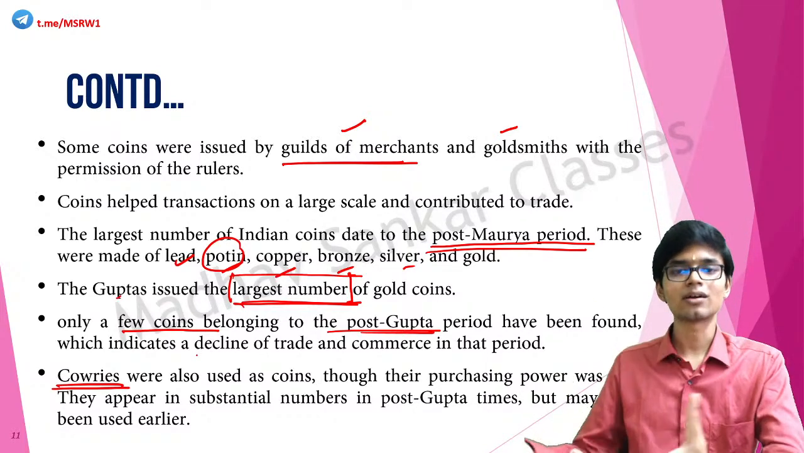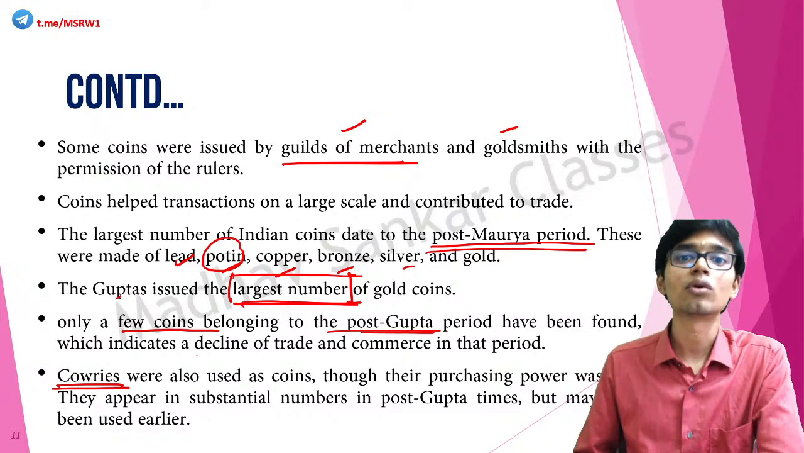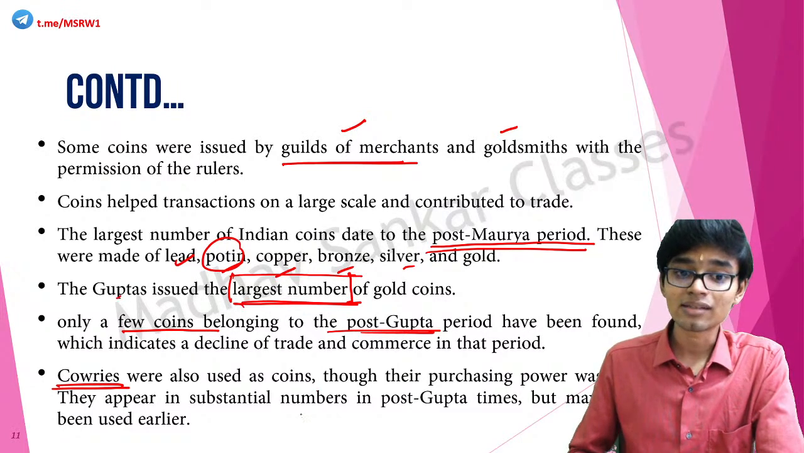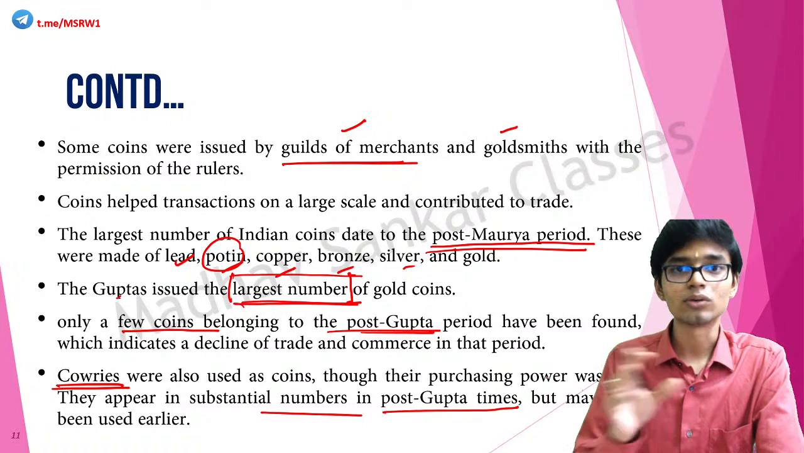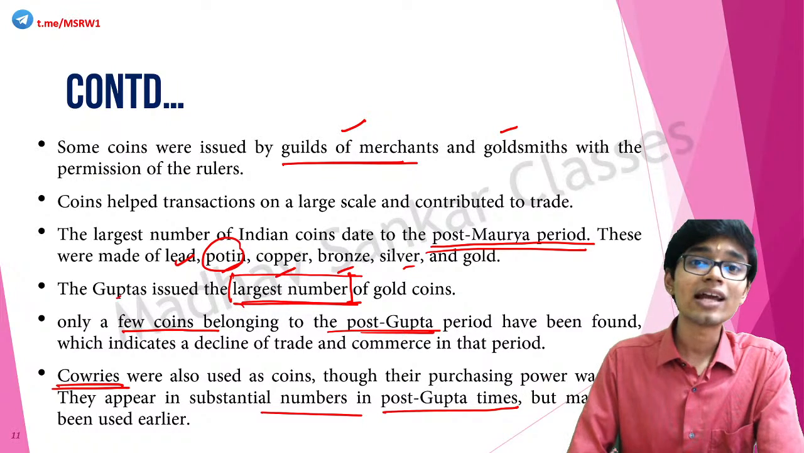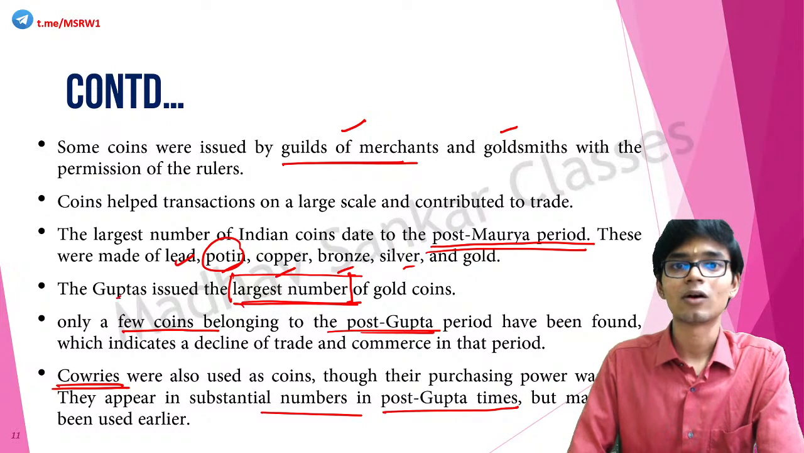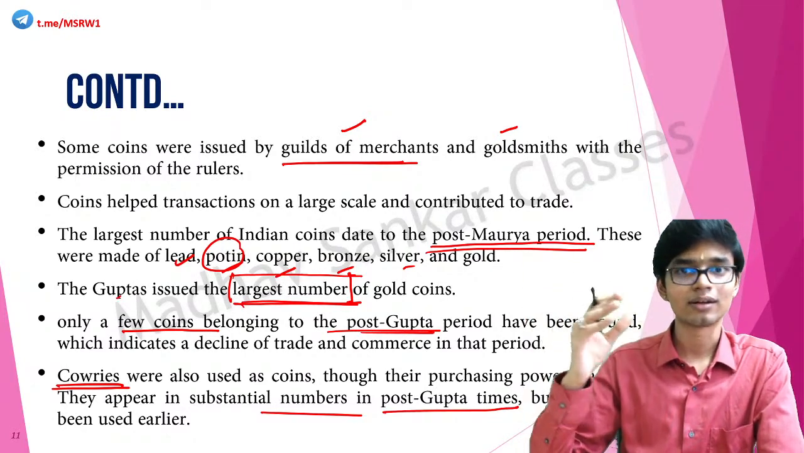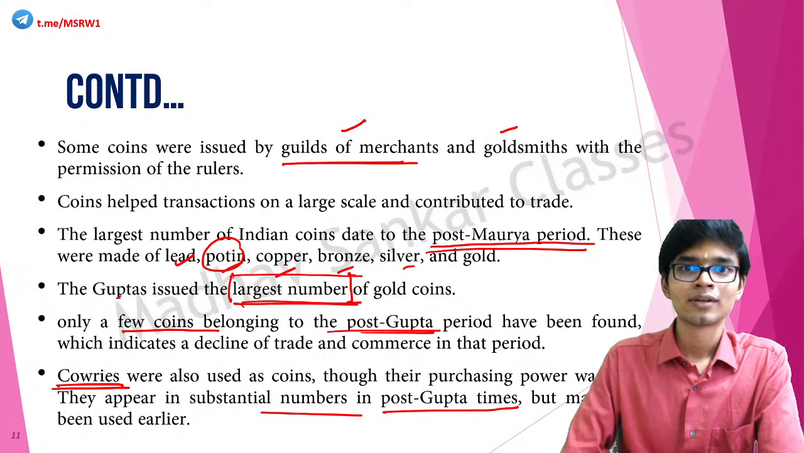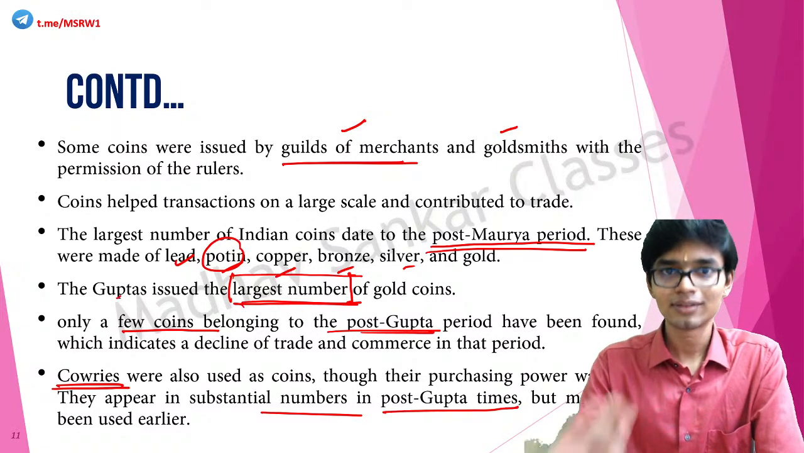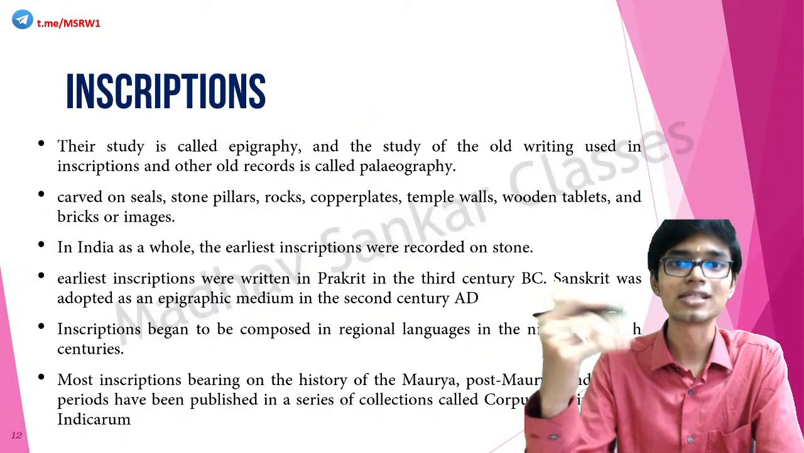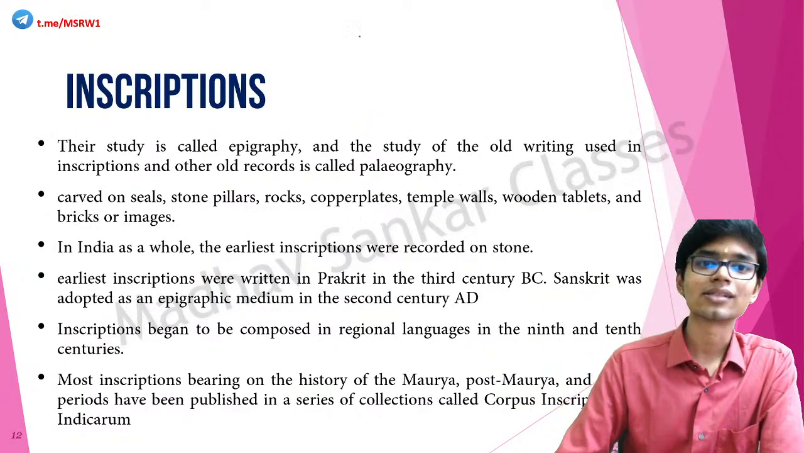Cowries, I mean, not made by cowries. Cowries itself were used for low value transactions. And they appear in very substantial numbers in post-Gupta times compared to earlier times. So lower value transactions still existed, or at least got a higher step after the Gupta collapse. Okay, so this is a very brief overview about numismatics, or the importance of coins in ancient India. Next one is inscriptions.